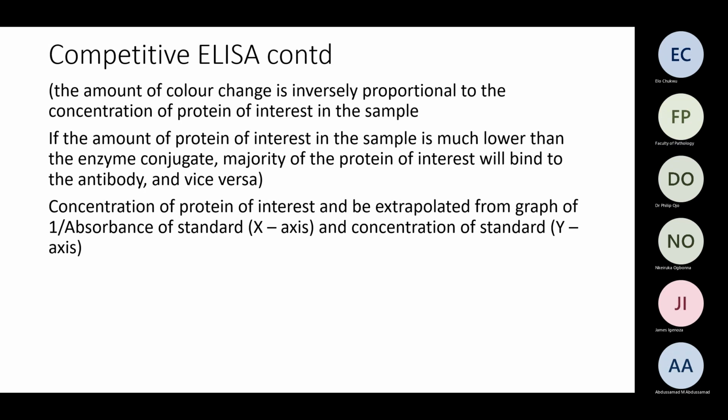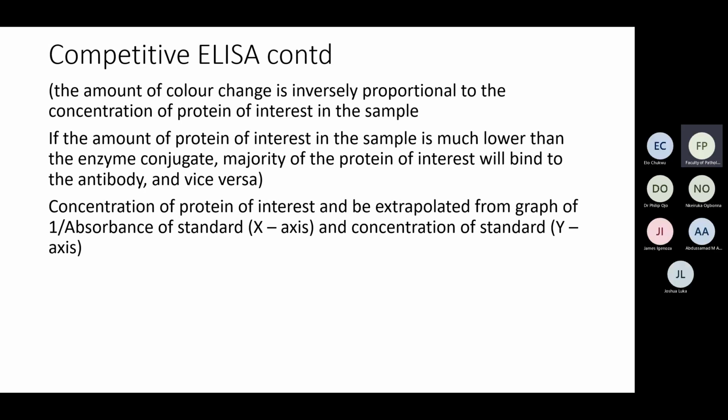If the color change is less, it means that most of the binding was done by the protein of interest in the mixture of the sample, and very little of the enzyme conjugated version of the protein got attached to the antibody. That is why the color change was small. Therefore, the amount of color change is inversely proportional to the concentration of protein of interest in the sample.